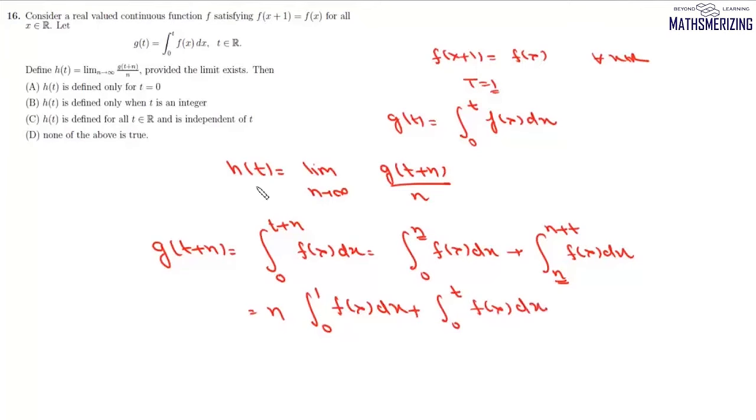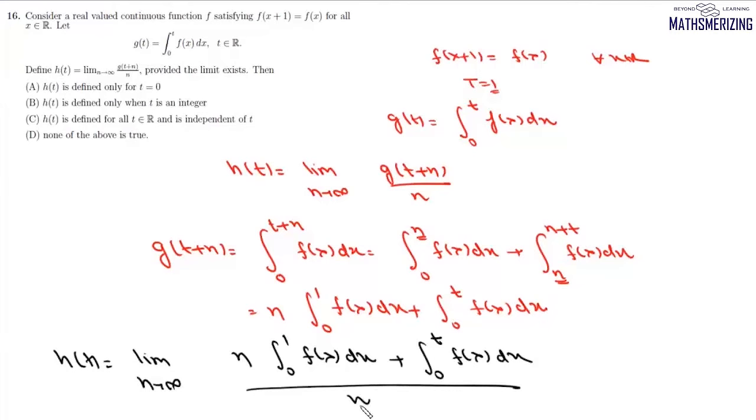f(x) dx. So we can write this function h as the limit n tends to infinite of n times the integral from 0 to 1 of f(x) dx plus the integral from 0 to t of f(x) dx, upon n. Now we split it in two parts. This n and n will cancel, and 1 upon infinite will be 0. So this h(t) will be nothing but the integral from 0 to 1 of f(x) dx, which is a constant function. So this h(t) is defined for all t belongs to R, and it is independent of t, and that's here option C.